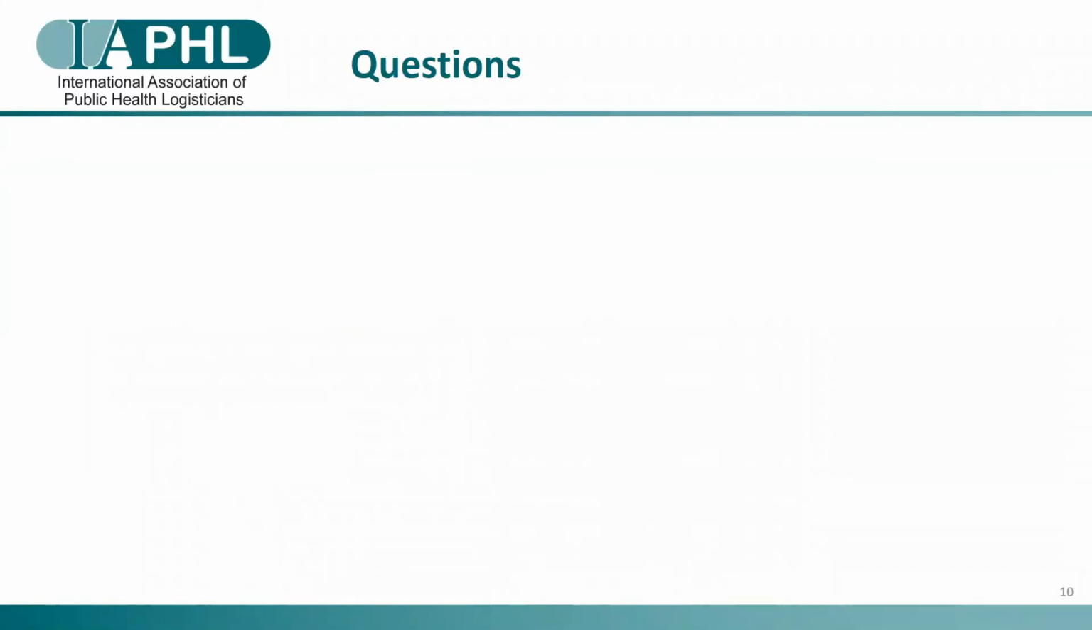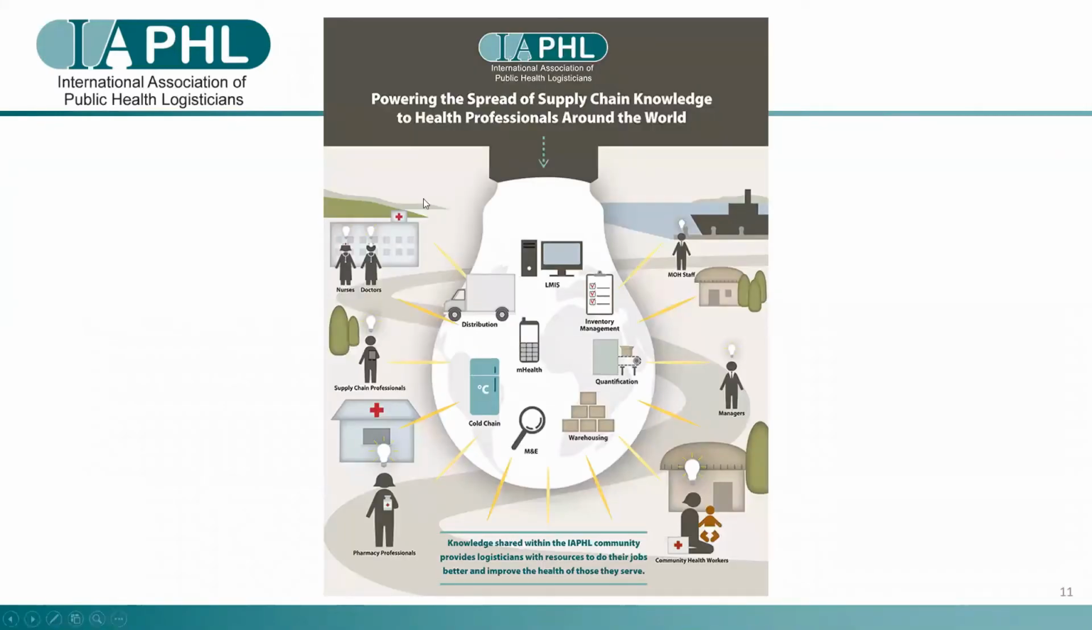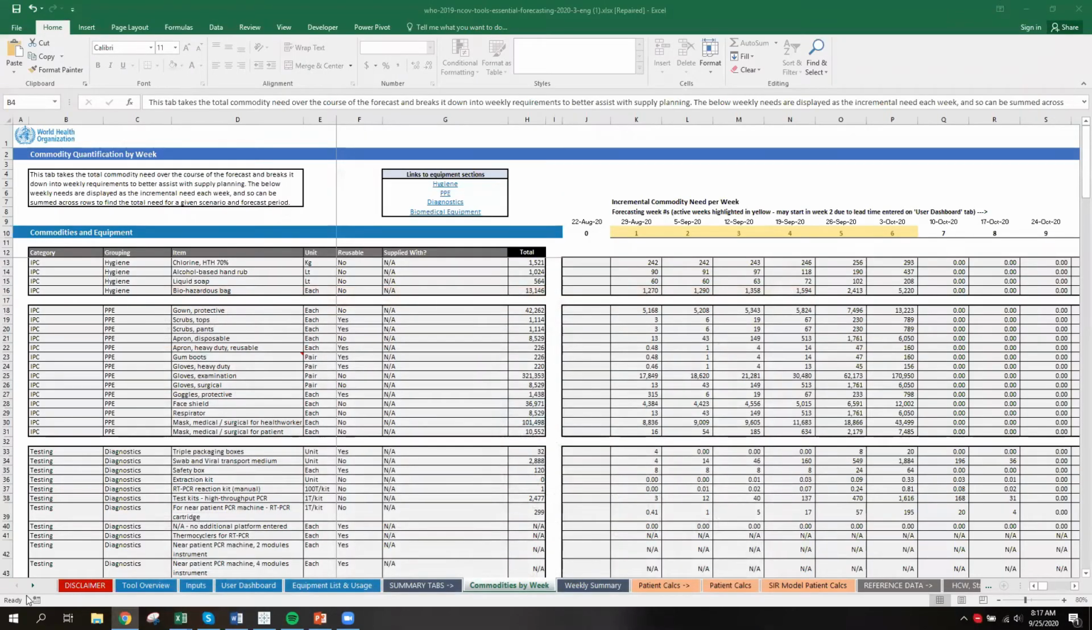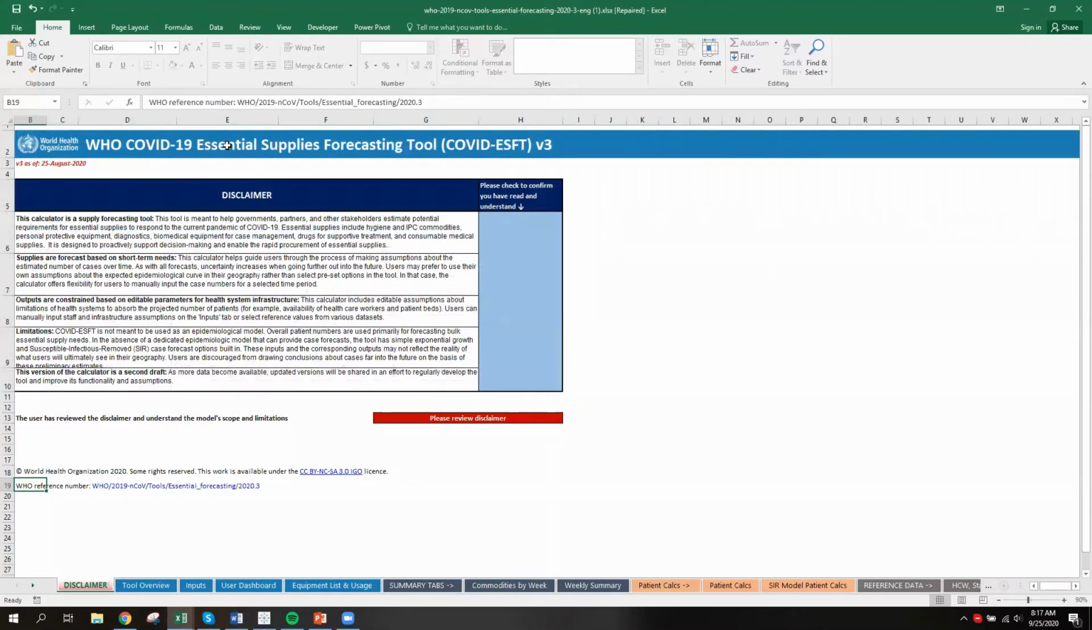So I'm going to do a quick walkthrough of the tools themselves. Let me see if I can exit out and show you those same steps, but using the tools. So if you come over here, this is the WHO COVID Essential Supplies Forecasting Tool. This is version 3.